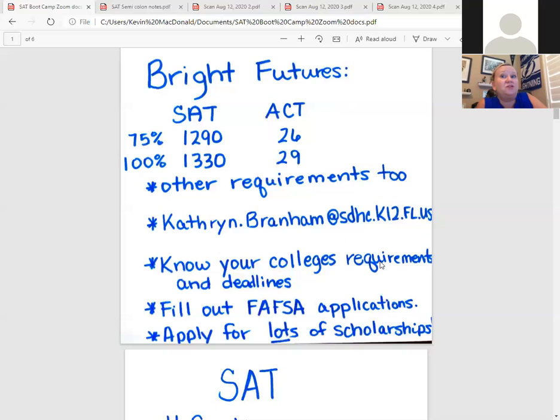Some of those scholarships have different numbers, but for Bright Futures, I am pretty confident it is 1290 and 1330. So let's double check on that. Thanks for letting me know. I will check on it for sure.